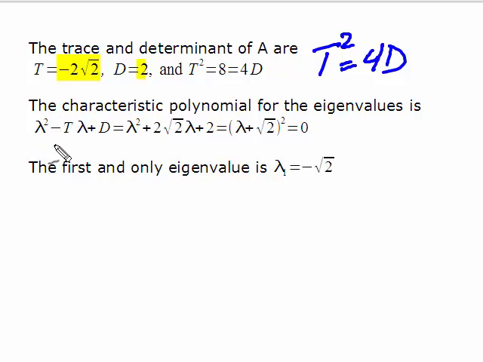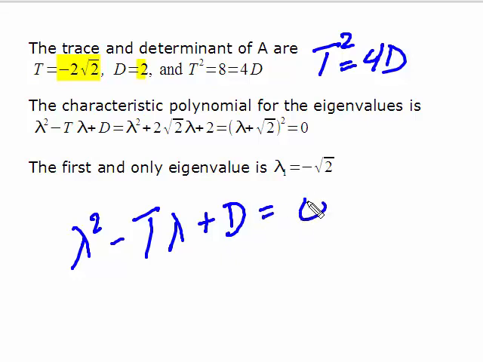and here's the characteristic polynomial. Remember, the characteristic polynomial is lambda squared minus the trace times lambda plus the determinant, and that has to equal 0. So substituting values and then solving it, by listing factors or using the quadratic formula, either way you find out that there is only one eigenvalue, and it is minus root 2.